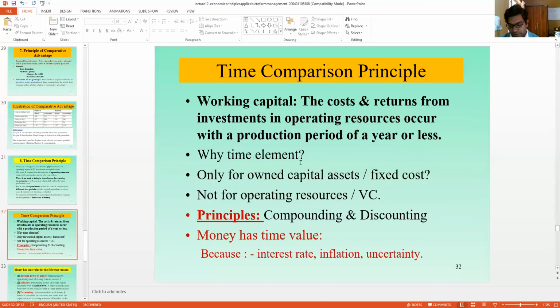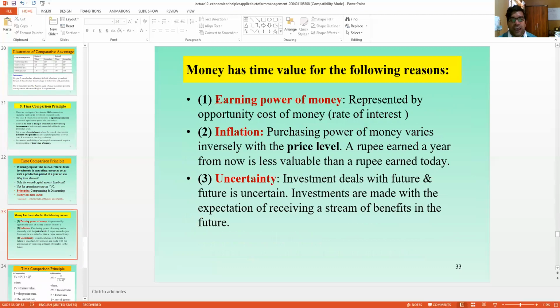why time element? Because we have in money, earning power of money, right? There is earning power of money. The same money, we have got two alternatives, A, B, right? If you're investing in A, after 10 years, we come to realize that B is giving more returns, right? So we are taking a risk. So depending upon the interest that the money gets, it has got earning power.